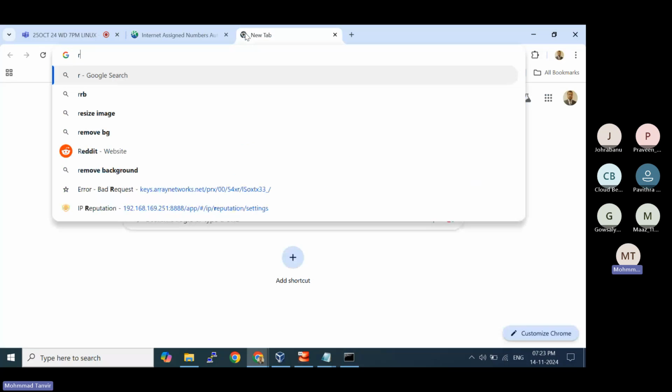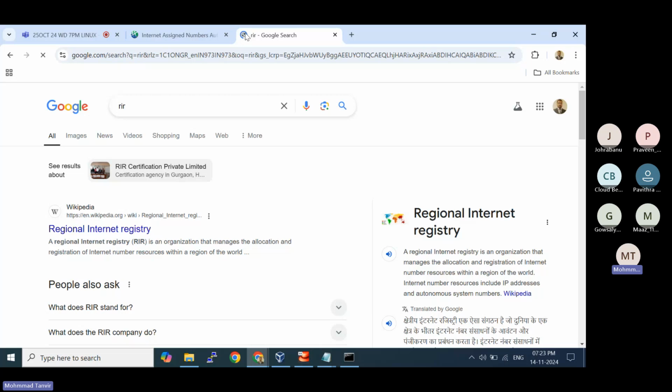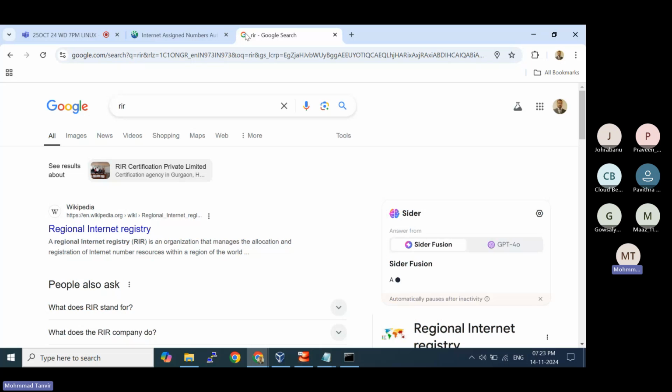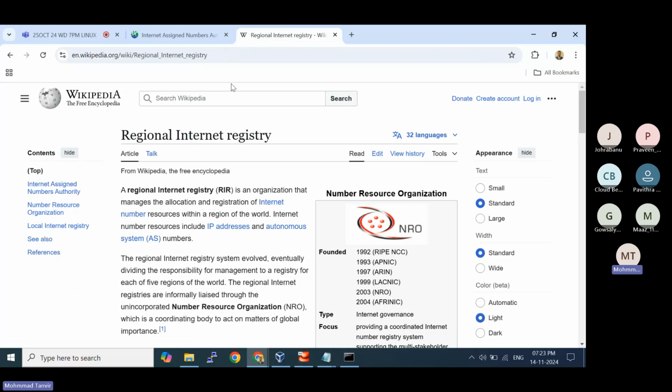Now IANA has RIRs. Like in our India, we have the central government, but the central government cannot control the entire India. So we have a structure state wise. Then again, a state has its own government, and again, a state government cannot manage everything, so there is a district level of management which is done by the district magistrate. Similarly, here we have IANA, and under IANA, we have RIRs.